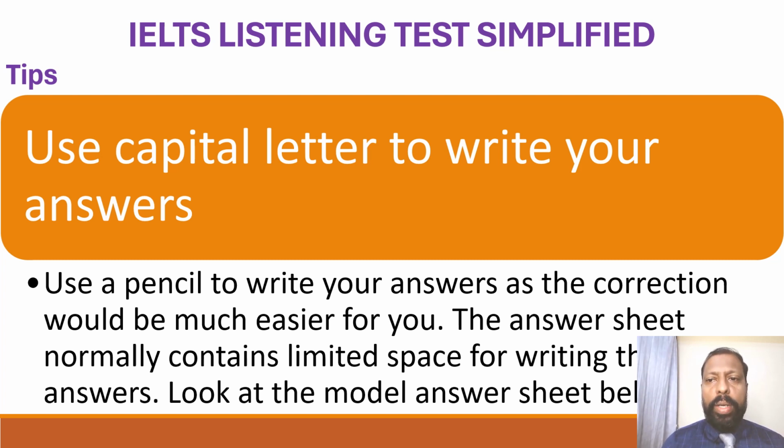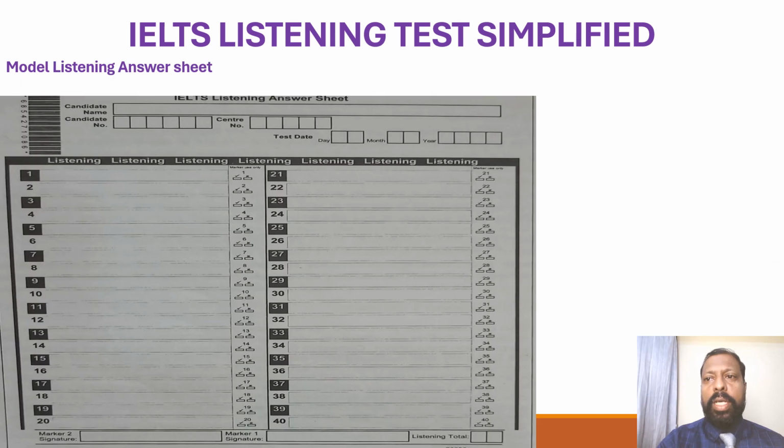The answer sheet normally contains a limited space for writing the answers. Look at the model answer sheet below. Therefore, it's very important that you use pencils to write your answers. Let's have a look at this model answer sheet. Initially, you will have the candidate's name, then candidate number, center number, the test details, the date, month and year. Then look at the space available. It's a very minimum space, in fact, very little space.